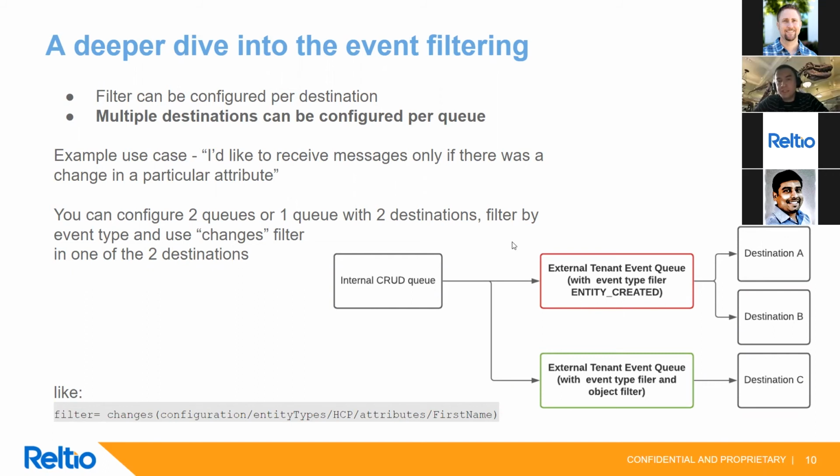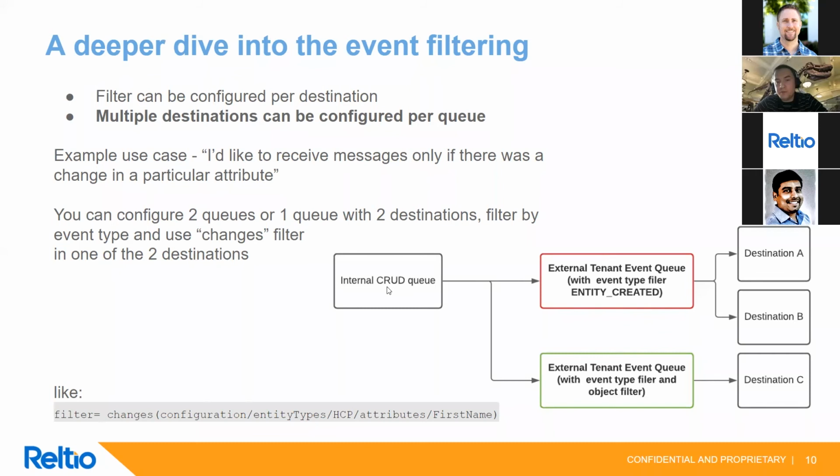Starting with 21.3, it will be allowed. Starting probably with 22.1, we'll also build a UI for that. Today, it's one destination per queue, so you can have multiple queues. Let's consider the next example use case. This is actually a real use case from a real customer. I'd like to receive a message only if there was a change in a particular attribute. Any change, but I'd like to know that there was a change in this attribute. To address this use case, you would create two queues. You would configure one of them to only receive the entity created type of event, and only for specific types of attributes.